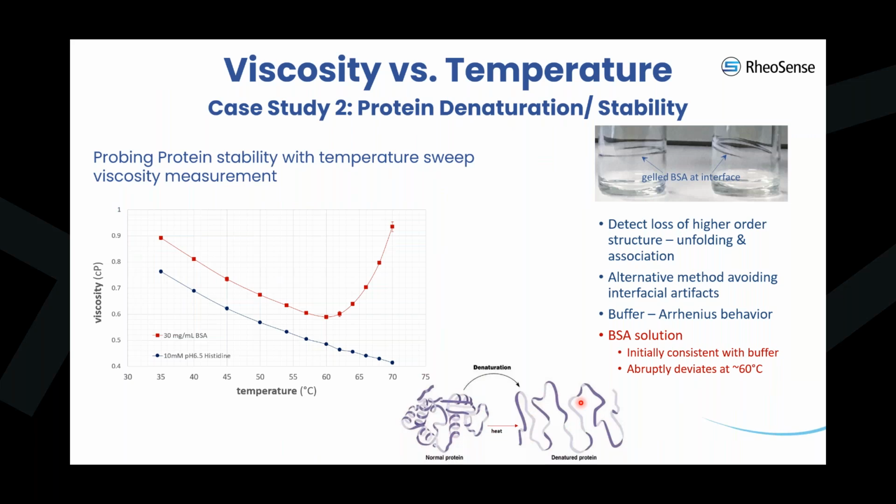For example, in the case of BSA, we see that over about 60 degrees Celsius, the BSA is unstable. So the real world condition for this protein shouldn't reach this temperature. Otherwise, it can be denatured, it can be degraded, and the viscosity can change. And I think it's not in a good form to be used in real world application.